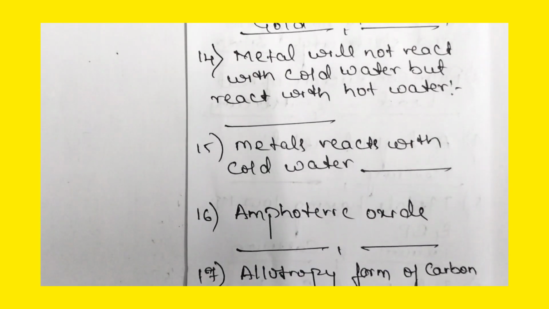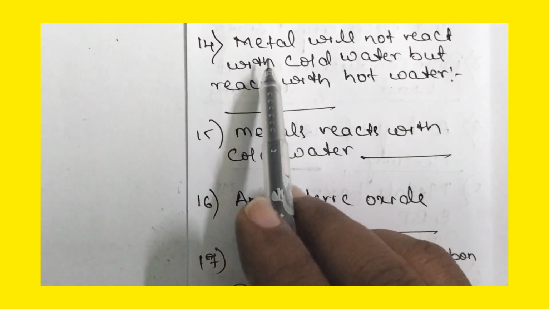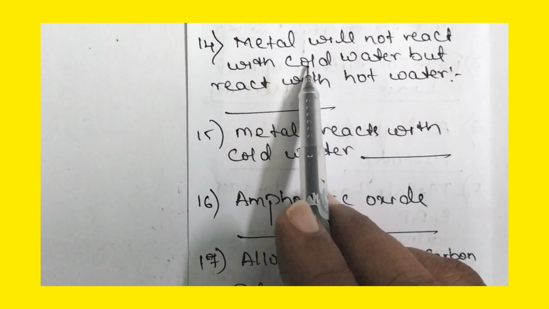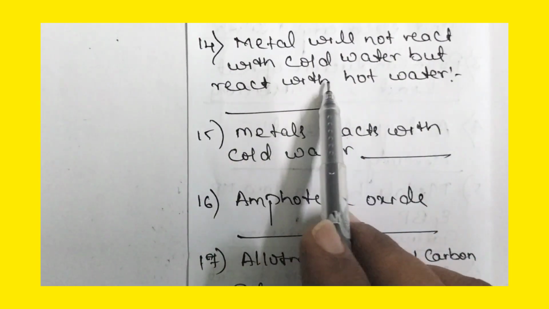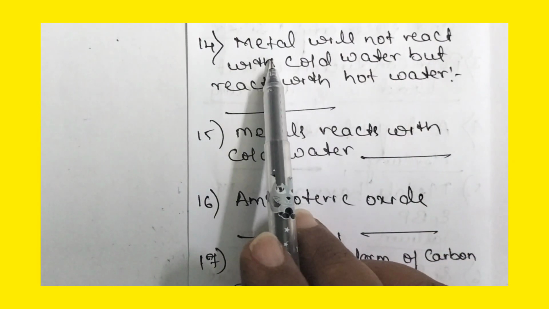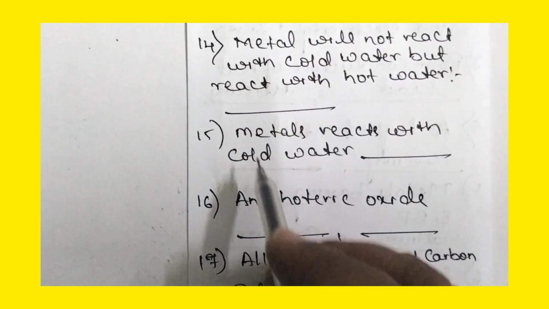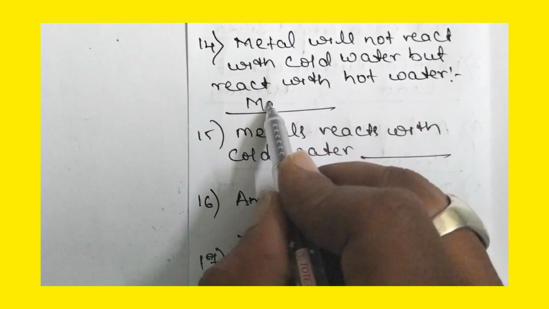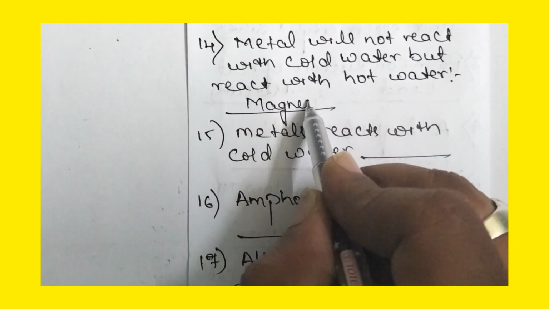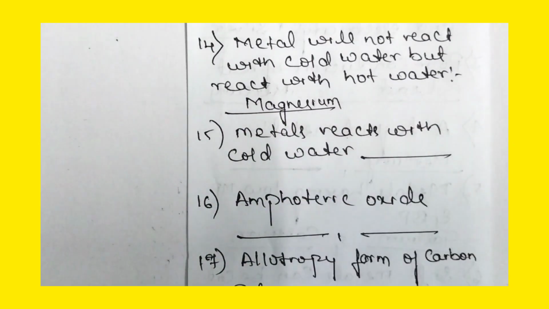Then coming to the 14th one. A metal will not react with cold water but reacts with hot water. This is a metal that reacts with only hot water but not with cold water. That metal is called magnesium. Magnesium is a metal that reacts with only hot water but not with cold water.